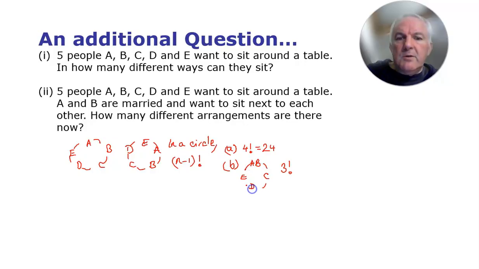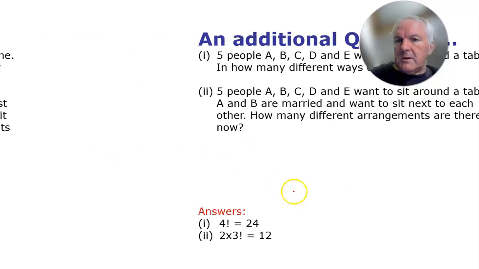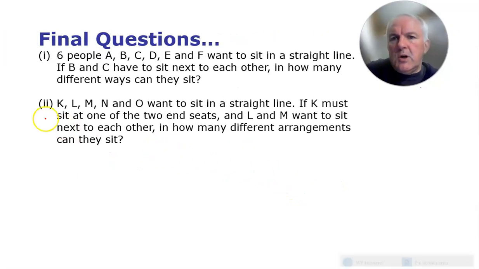Arranged around this circle. But bear in mind, it could be AB, or it could be BA, and they could be a bit sneaky on us and just sit the other way around. So I've got to double up that answer. 3 factorial of 6 times 2 is 12. And I got 12, and I got 24.